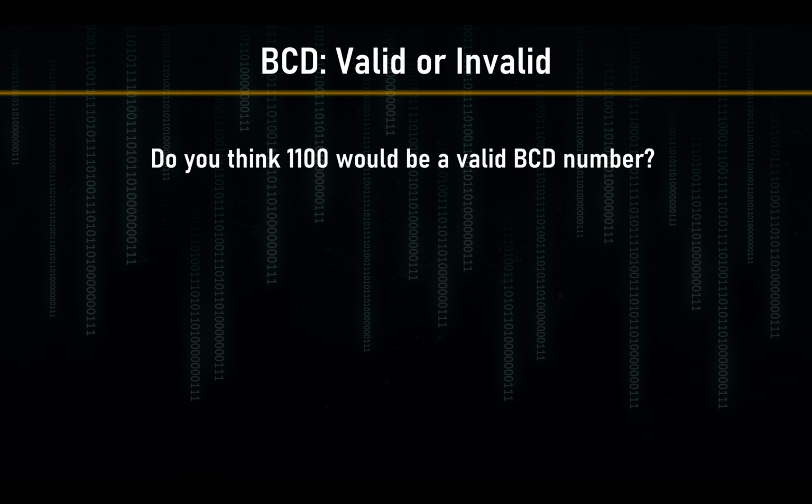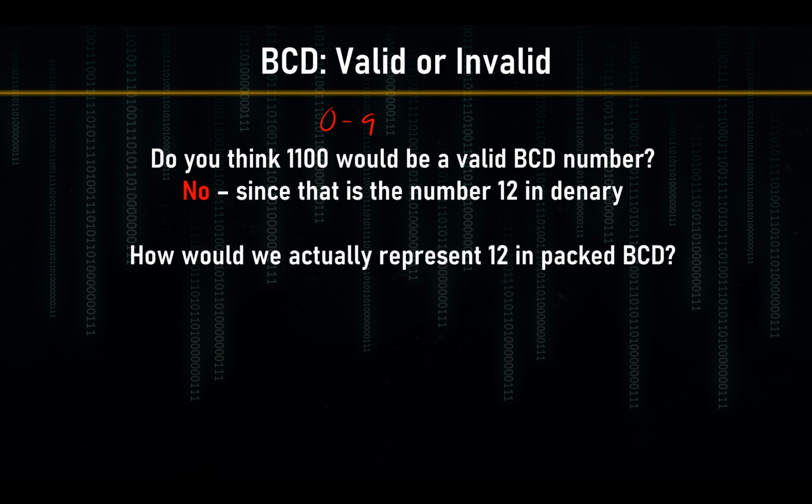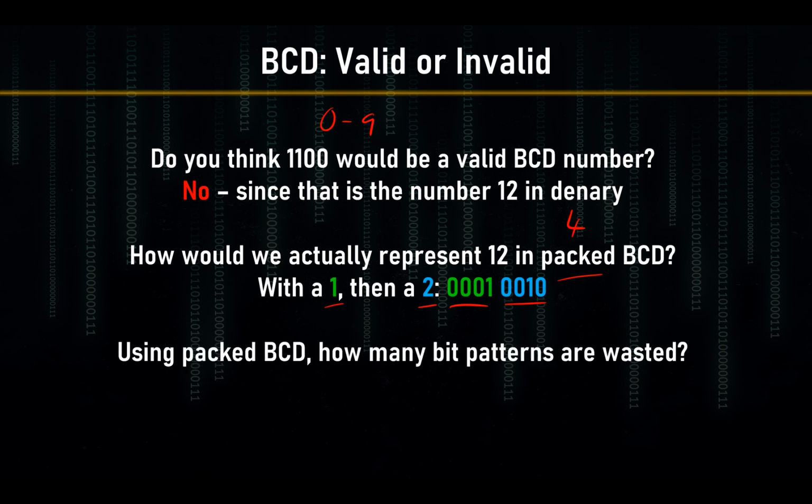If you've had a think, well, no, that's going to be 12, and if we remember, in BCD we can only represent 0 to 9. I think this one we've actually mentioned before. See if you remember how we would represent 12 in packed BCD. Remember, packed BCD just means use 4 bits for each digit. Therefore, first we represent the digit 1, then the digit 2, independently. Hopefully that makes sense.